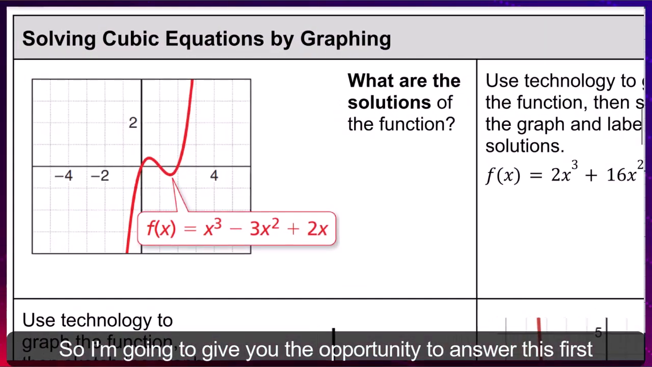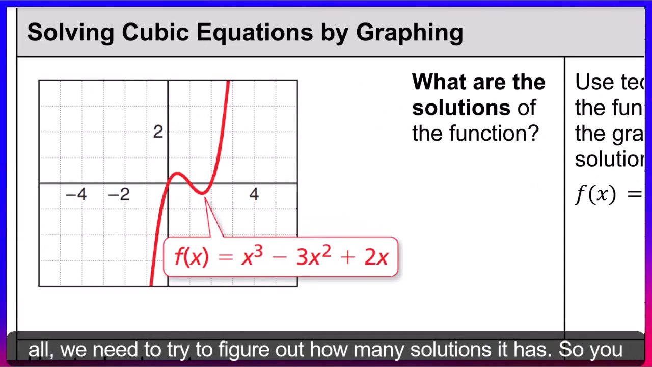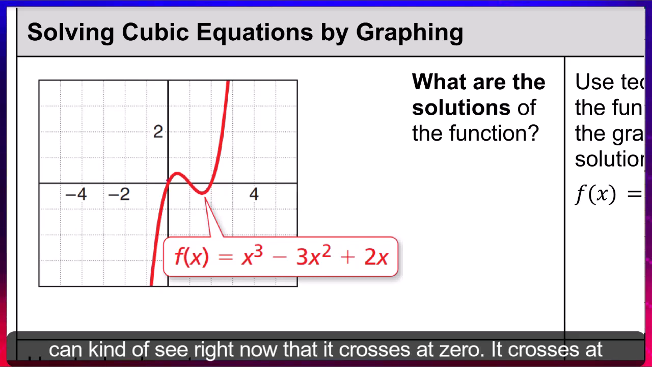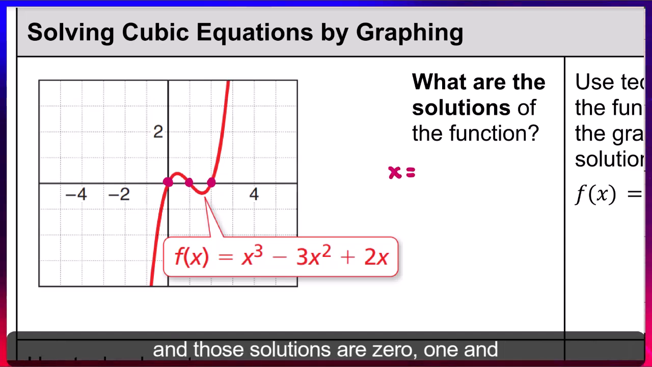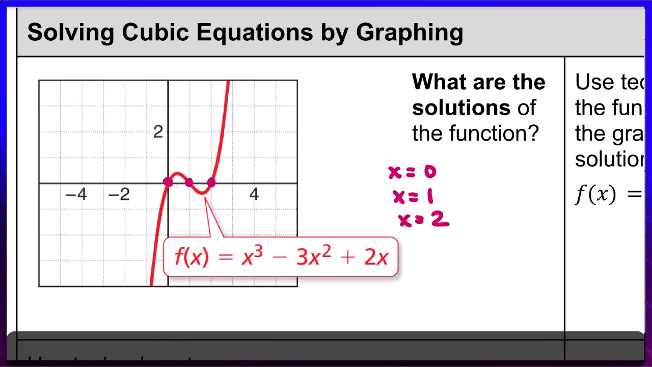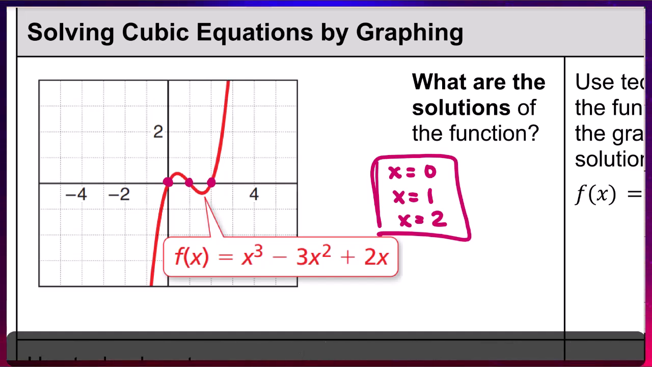So I'm going to give you the opportunity to answer this first question here. It says, what are the solutions of the function? First of all, we need to try to figure out how many solutions it has. You can see right now that it crosses at 0, it crosses at +1, and it crosses at +2. So it has 3 solutions, and those solutions are 0, 1, and 2. And notice how the graph goes through the x-axis, and they're not going to be repeated.